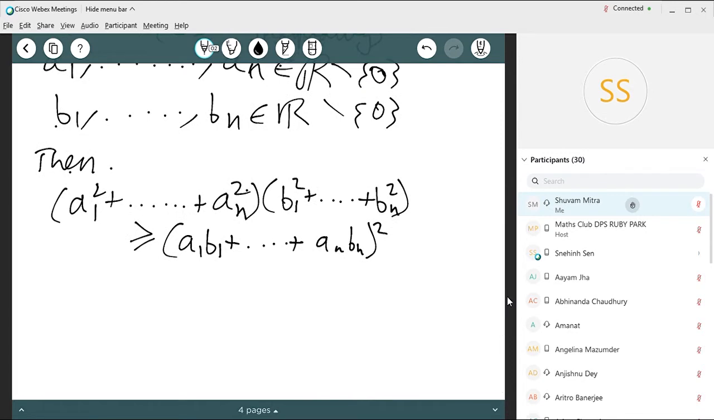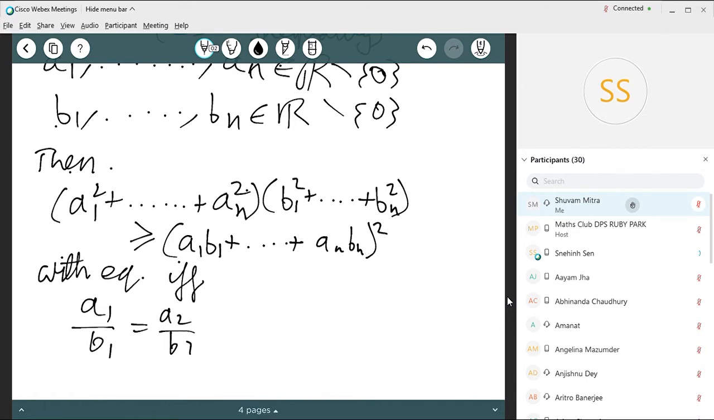Basically, we did the n equal to 2 case just in the previous step. We discussed the n equal to 2 case, because then (a1 square plus a2 square) times (b1 square plus b2 square) is greater than or equal to (a1 b1 plus a2 b2) whole square, with equality if and only if a1 by b1 is equal to a2 by b2 is equal to dot dot dot an by bn.